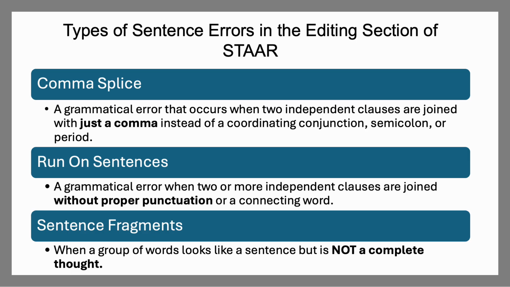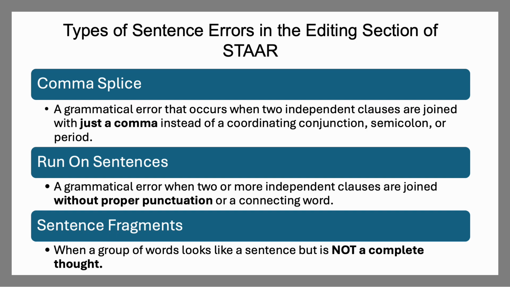Now that's just a grammatical error that occurs when two independent clauses, so remember two complete sentences, are joined with just a comma instead of a comma coordinating conjunction, semicolon, or a period. If you have two complete sentences, the only way that you can separate those two is a comma coordinating conjunction, a semicolon, or a period. If you just see a comma that's separating two independent sentences, then there's an error there.